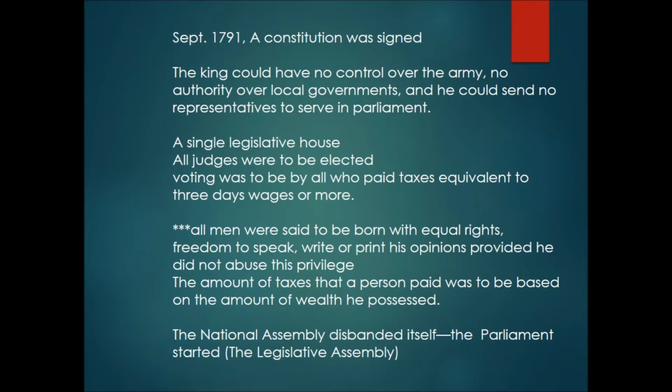What the National Assembly decided to do is, their job was to create a constitution, and they felt like they'd done that. So they disbanded themselves, and the new parliament started. This new parliament is called the Legislative Assembly. So you've got the National Assembly, which creates the Constitution, and then you get the Legislative Assembly created once the Constitution is created.